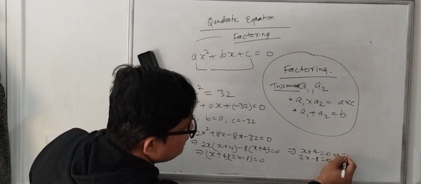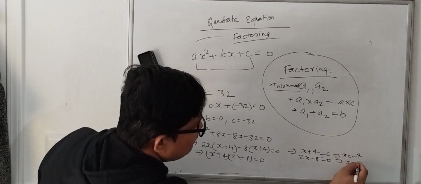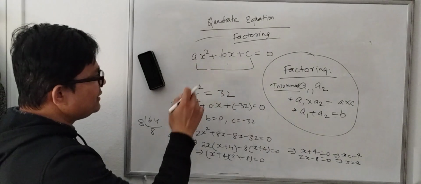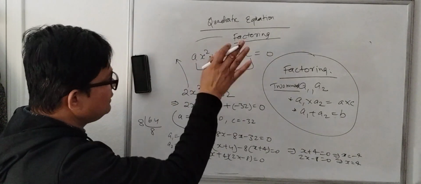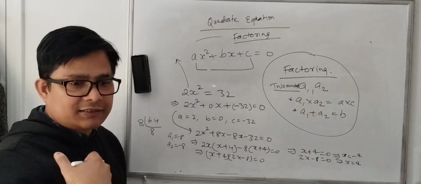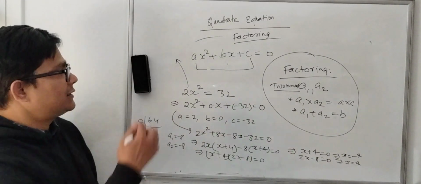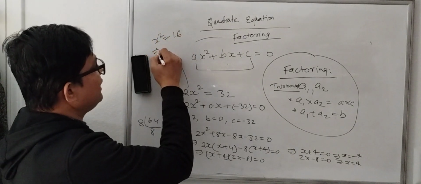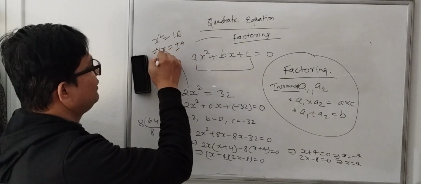So this will give me x is equal to minus 4, and this will give me x is equal to 4. Okay, so simple. Using this factoring approach, or if you are very comfortable with this, and you practiced so many examples in quadratic equations, you don't have to do all these things. You can just say, okay, x squared will be 16.